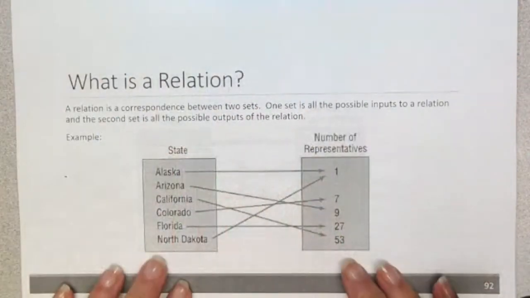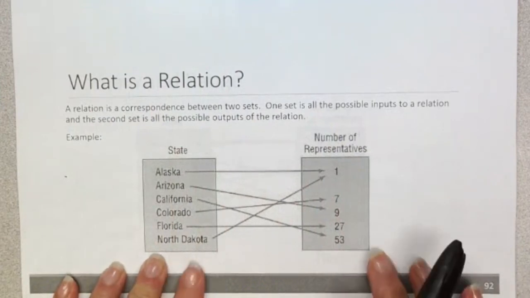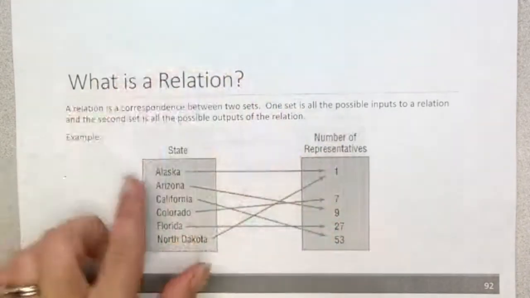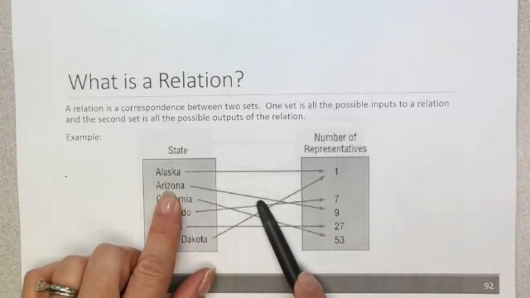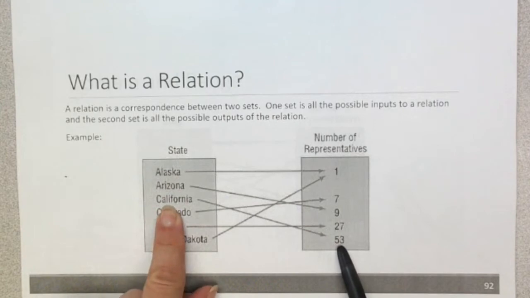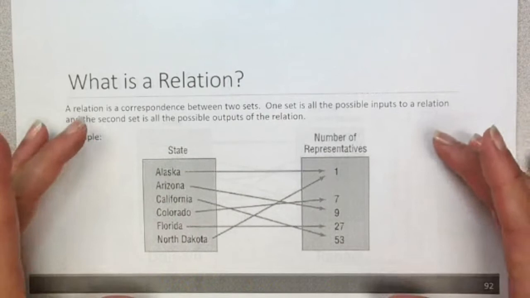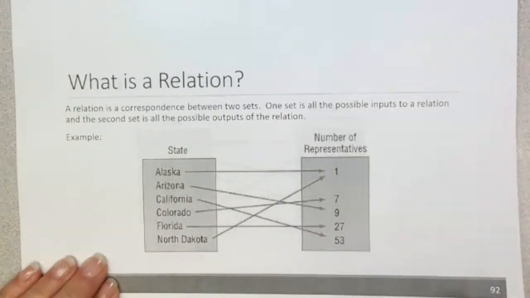All right, here's an example. In this diagram, we're looking at the relation that identifies the number of representatives in the House of Reps for each state. We can see that Alaska has just one rep in the House. Arizona, though, has 9. California has 53, and so on and so forth. So this relation, presented as a diagram, relates the number of reps in the House to a state.